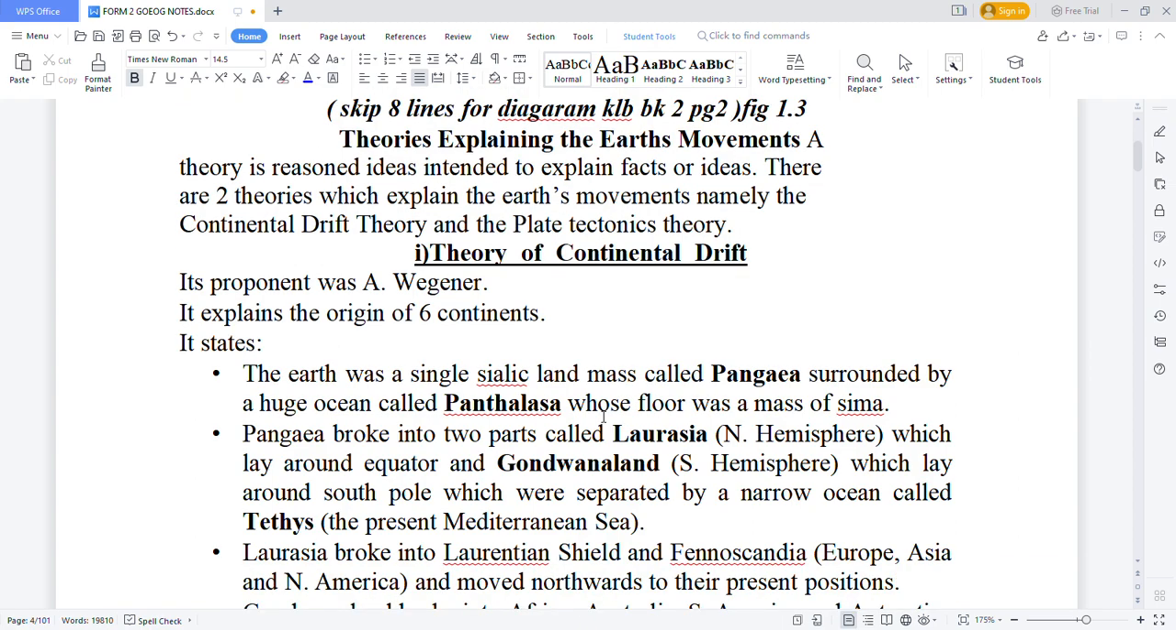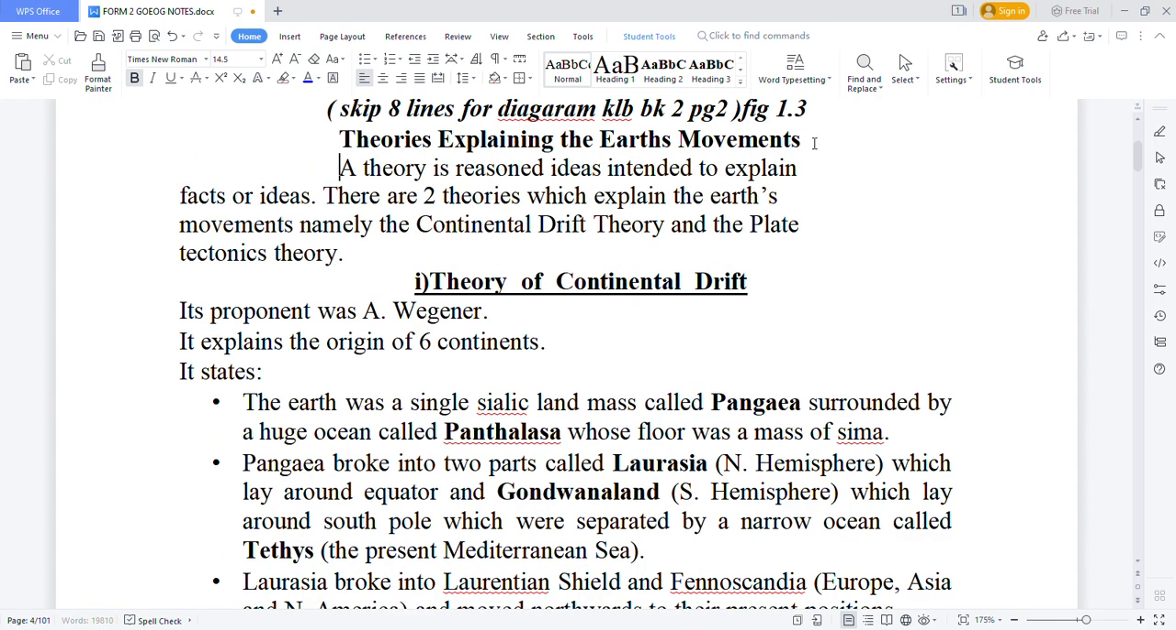We are going to theories explaining the Earth's movement.